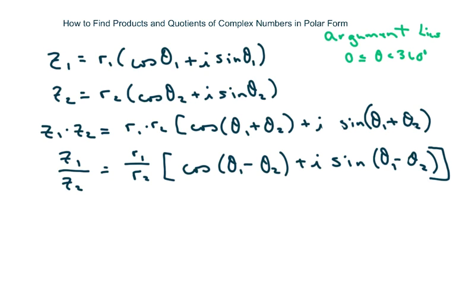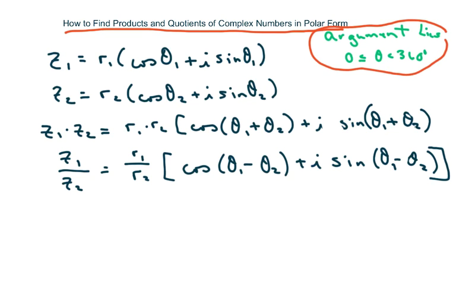Hi everyone. We're going to find products and quotients of complex numbers in polar form. We also need our argument to lie between 0 and 360. We're going to find that out on the first problem we do. We'll look at that. So basically, here's our two equations. Complex numbers here. And these are the formulas we're going to use.